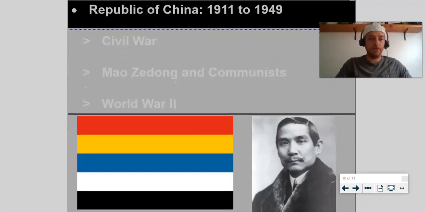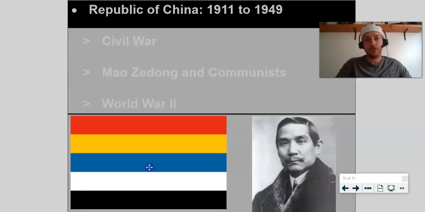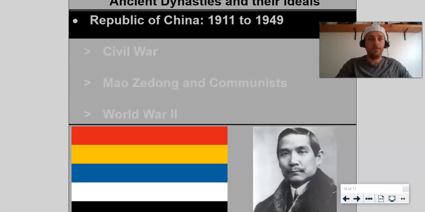I'm just going to adjust this a little bit here, bring this down. All right, this is actually the flag for the Republic of China, very different than just the red flag that they'll eventually adopt when they become a communist country, right? But lots of different colors to represent all the different people of China. So that was their flag when they became the Republic of China. So it's very different than the flag that we know today.